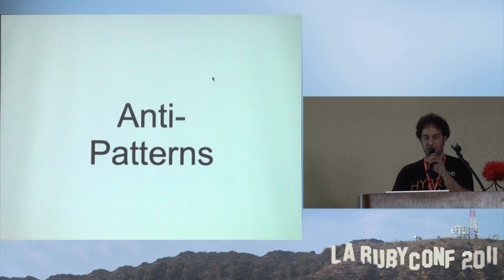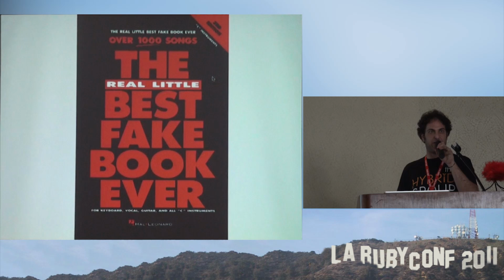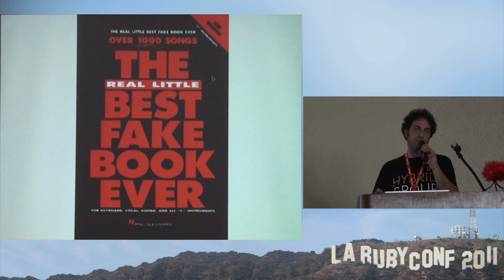So let's talk about a couple anti-patterns. You're probably wondering, how do musicians know so many songs? The answer is they don't. They use something called a fake book, which is very much like a pattern directory, which describes, in sometimes a very synopsized form, here are the ways to play Louie Louie. Maybe it's just blues in E.